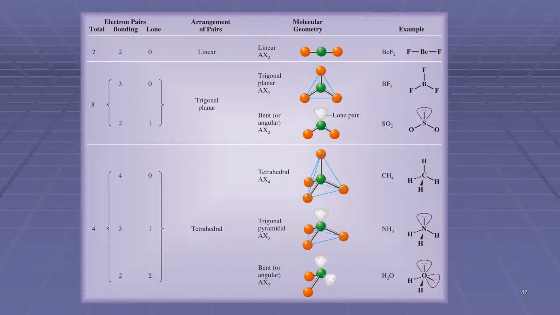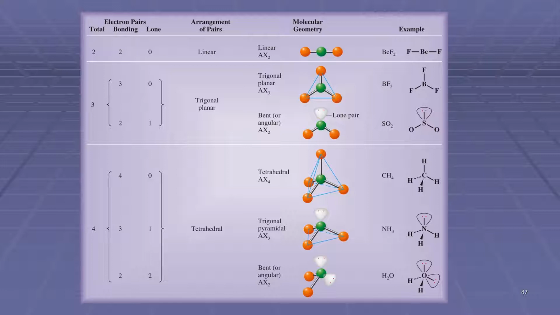But what if you have 3 regions, 2 are bonding and 1 is an unshared pair? Well, you get this bent molecular geometry. So notice that even though there's only 2 things actually bonded to the center, it's not linear, it's bent, because that third thing that's actually attached to the center, the lone pair, takes up space, just like a balloon would, and would push the other 2 downward. So you get the bent shape.